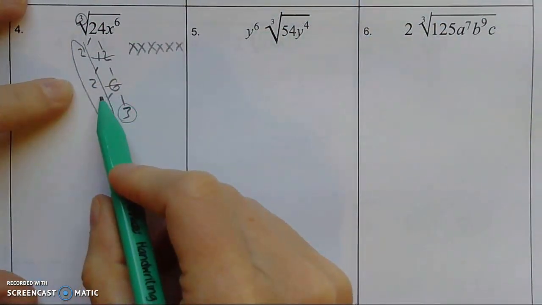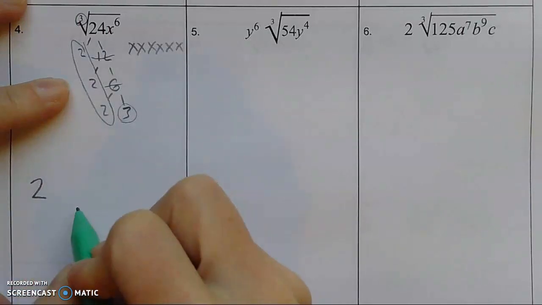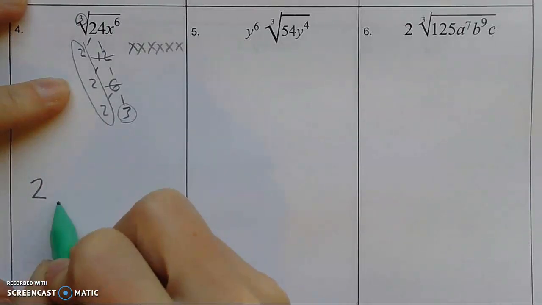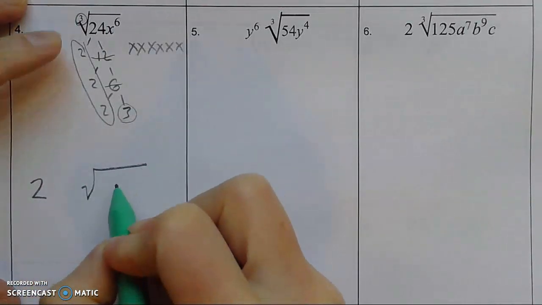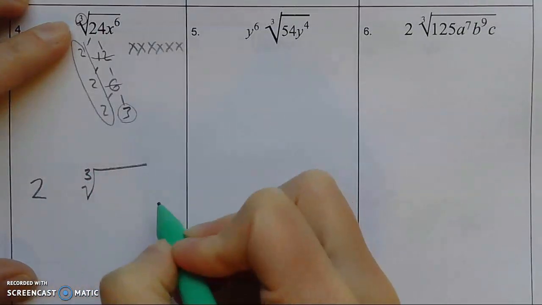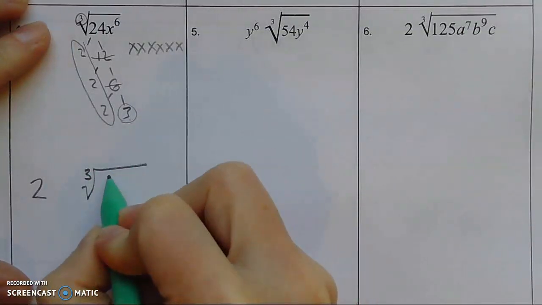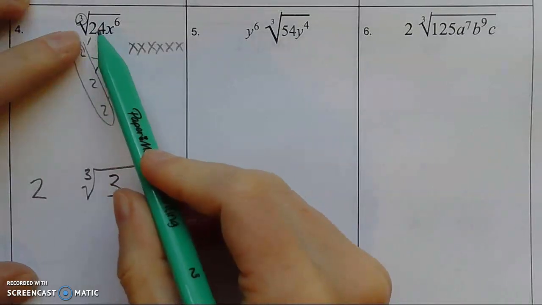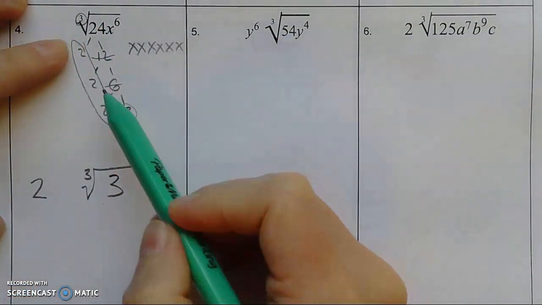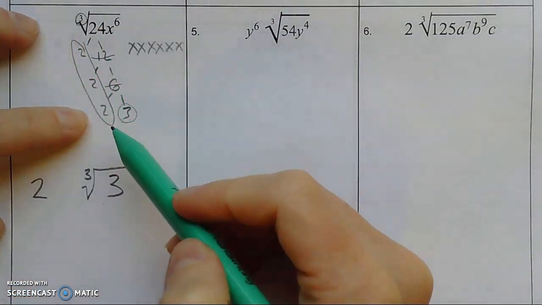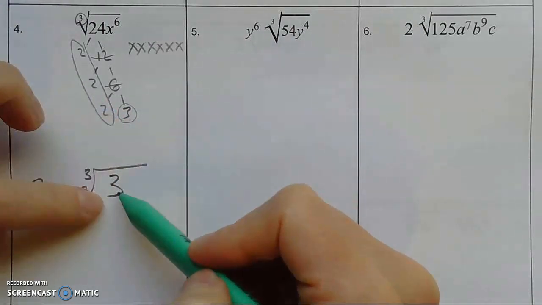So on the outside, I'm going to bring a 2. I'm going to skip some space for any variables I have, and I'm just going to go ahead and do my radical, and my index is 3. Left on the inside is just 3. So the cube root of 24 is 2 cube root 3. I pulled out a group of 2s, and then I pulled out a 3.